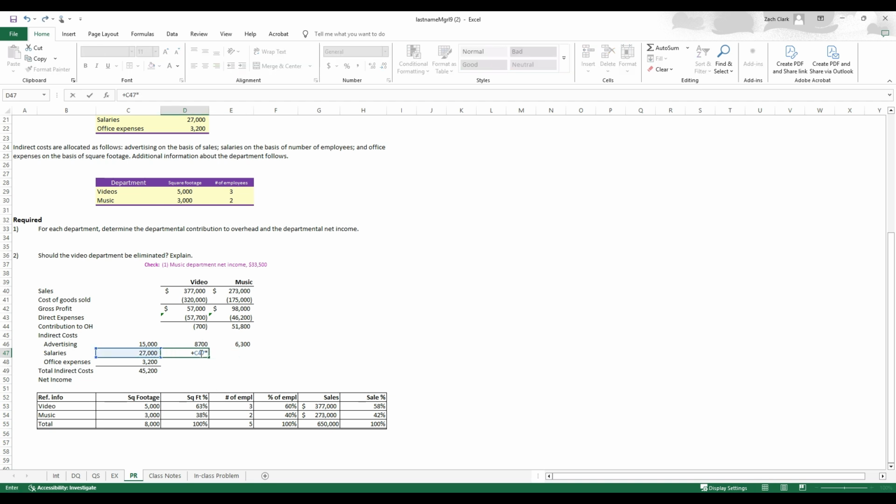So salaries is based on number of employees. So video has 60% of the employees, and office expenses is based on square footage, and video has 63% of that total. So we add those all up and you get 26,900 of indirect expenses allocated to video. And then we could just, like I said, take the total minus the portion that's allocated there, and that will give you everything else. There's only 2 departments, so it's either allocated to video or music.